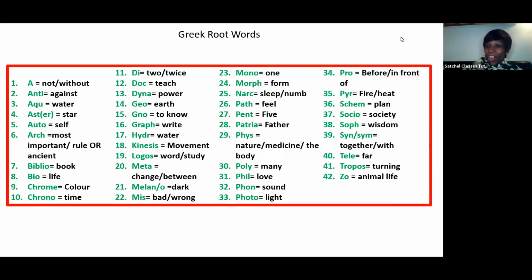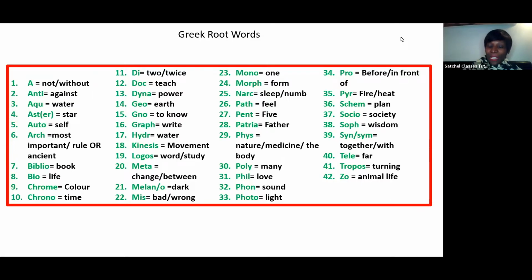Hydra is to do with water, so hydrology and hydropower, and kinesis is about movement, kinetic, it's about things that move. Logos is the study of something, but it also means the word or speech. Meta is to change, or it's in between stages, so metamorphosis, to change, in between states.